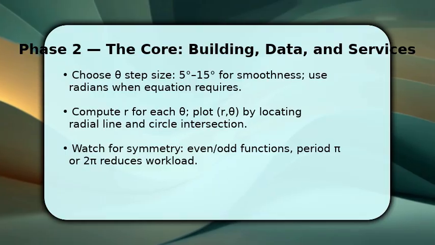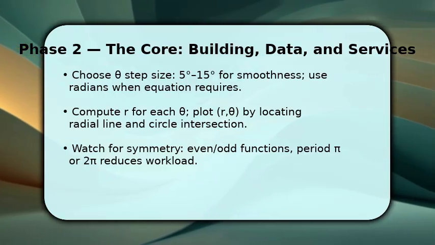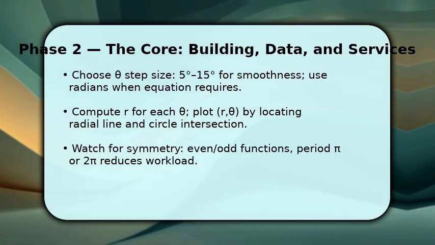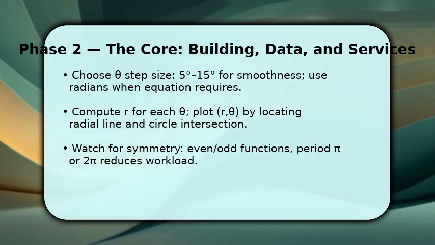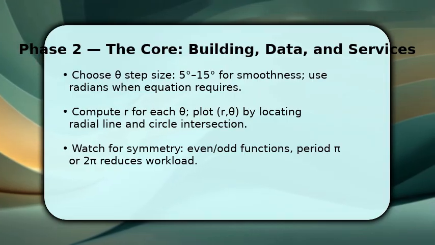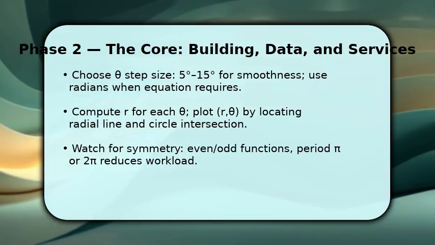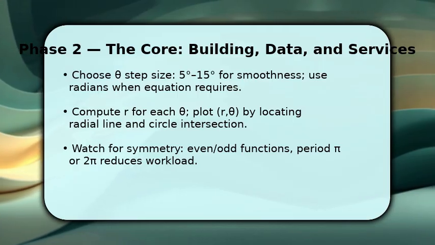Choose a theta step. 5 degrees to 15 degrees gives smooth curves, or small radian increments for precision, then compute r for each theta value. For each result, follow the radial line, find the concentric circle at radius r, and place the point. Connect points in theta order to form the curve.